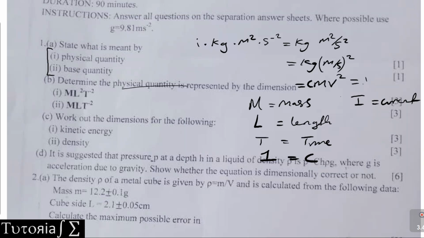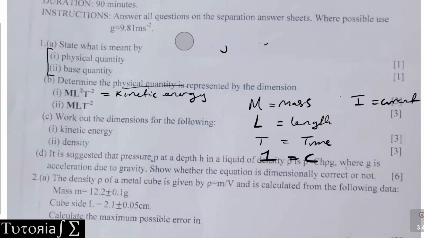The constant is 1 over 2, mv squared. So this is kinetic energy. So the first one here is kinetic energy. Yeah, that is how you identify the physical quantities. All this working should be shown right here.